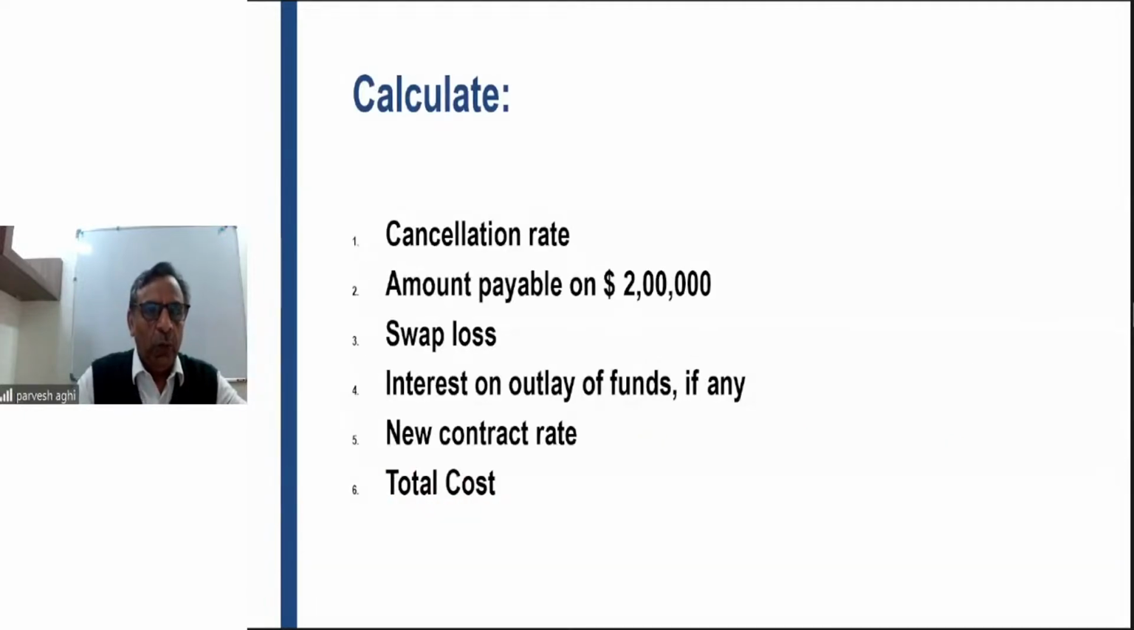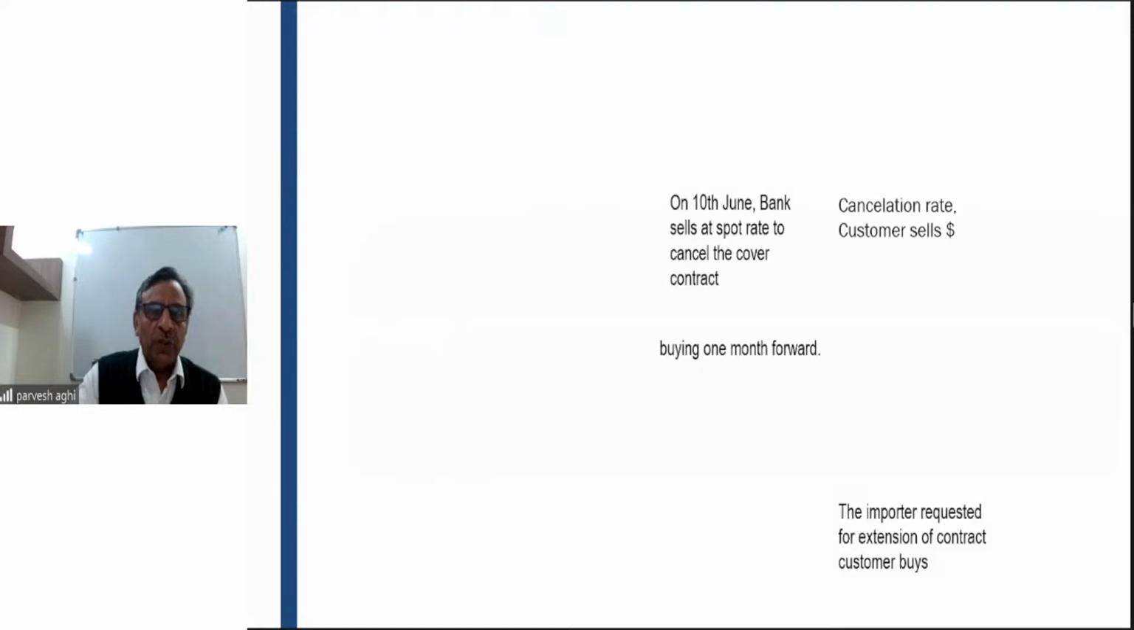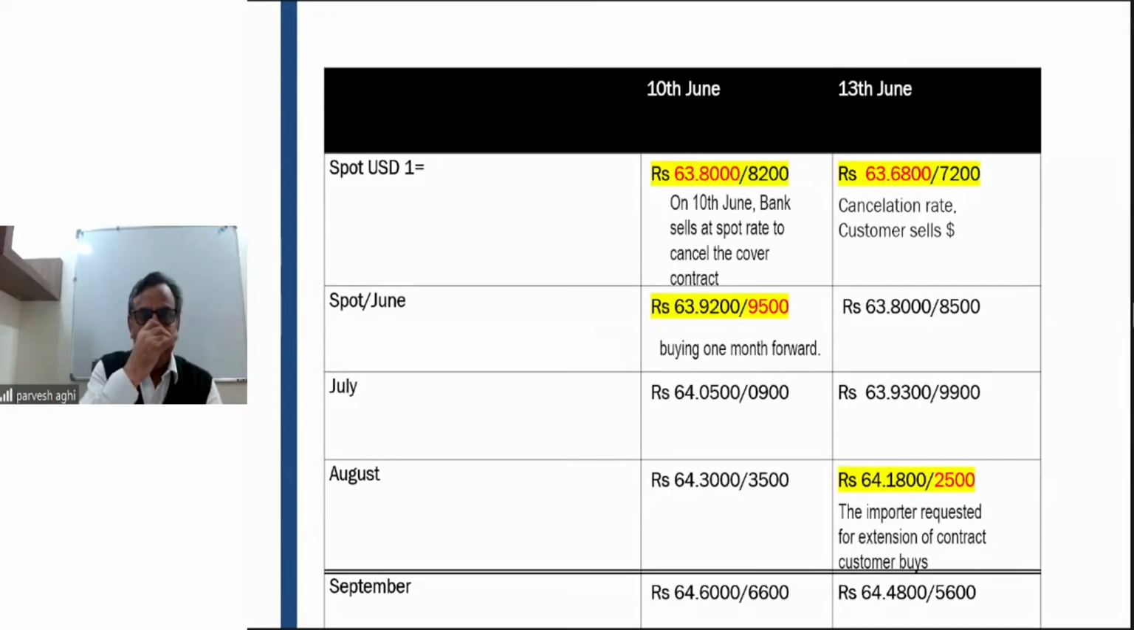Okay. So now what we are required to do, we are required to calculate the cancellation rate, amount payable on $2 lakh, swap loss, interest on outlay of funds, new contract rate, and the total cost. So these rates, I have just summarized them again. So rates are given for 10th June, 13th June. So on the 10th June the bank sells at spot rate to cancel the covered contract.